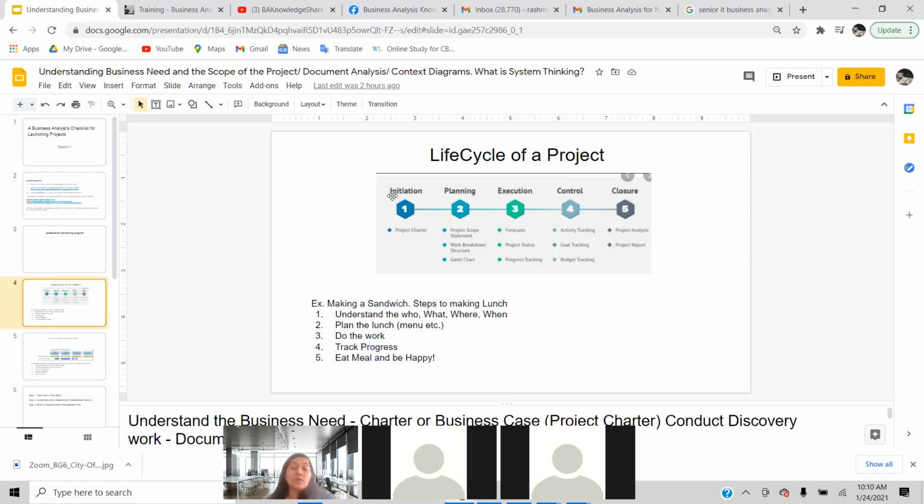An example that I would give here is making a sandwich. How do you make a sandwich? Well, that's a kind of project in itself. You really sit down, you initiate. You understand the who, the what, the where, the when. You're focused. You're writing these notes down. You plan the lunch, and in this case, you already decided to make a sandwich or sandwiches for the lunch, but you're planning the lunch. What's going to be on the menu? Are you going to have sides, stuff like that?